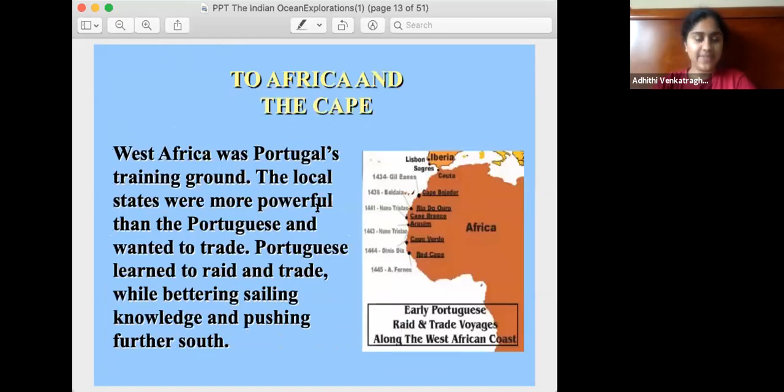Now to Africa and the Cape. West Africa was Portugal's training ground. The local states were way more powerful than the Portuguese, and they wanted to trade. So the Portuguese learned how to raid and trade, and they bettered their sailing knowledge and pushed further south.